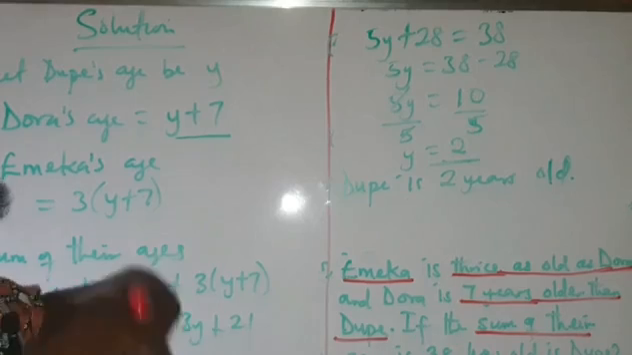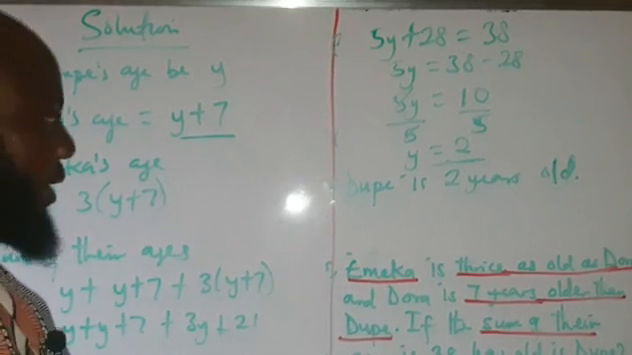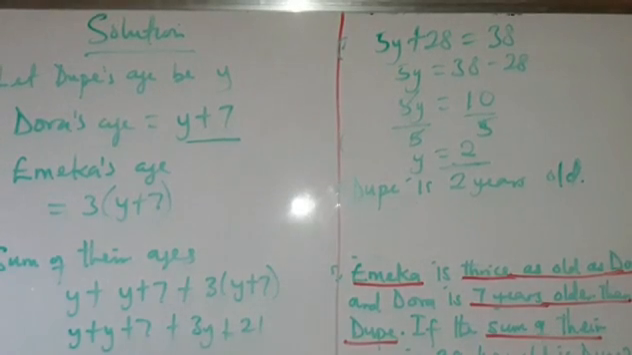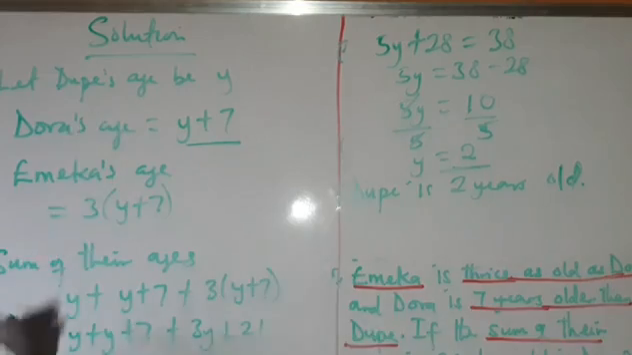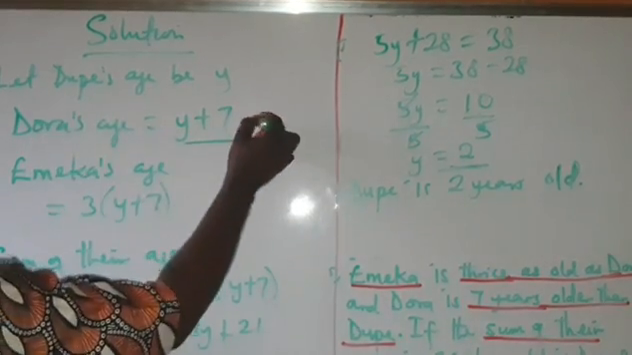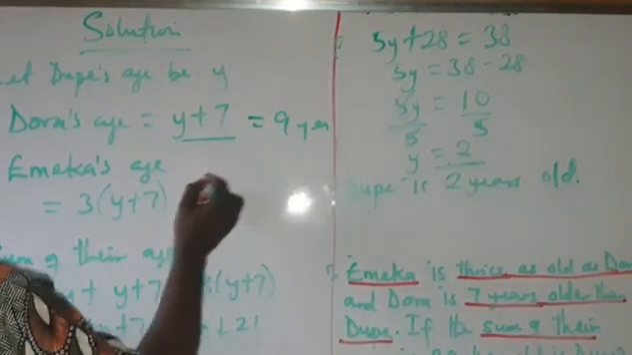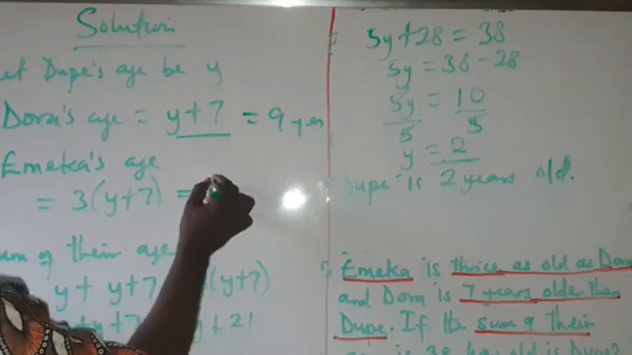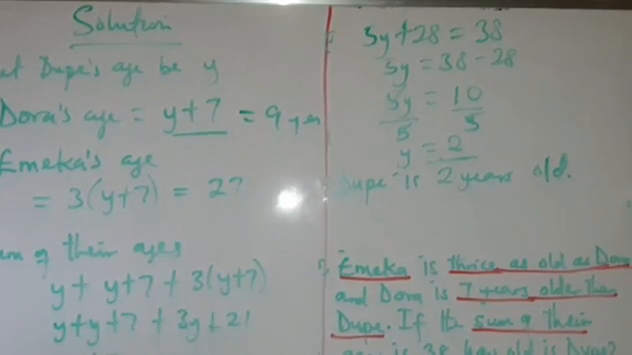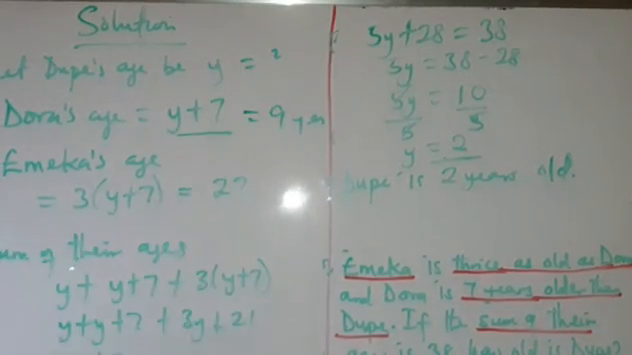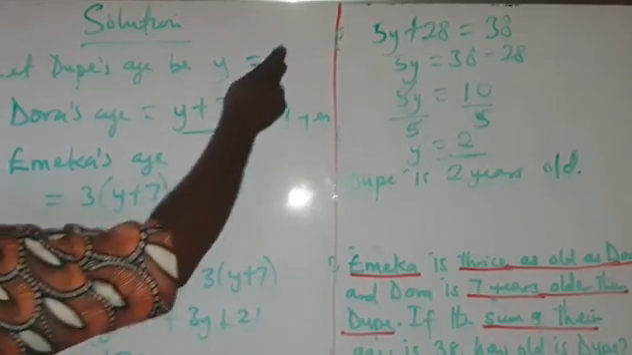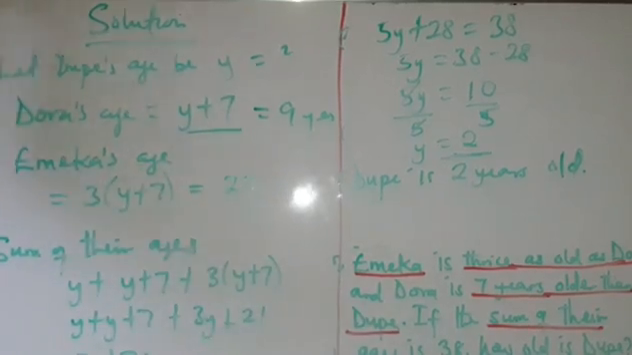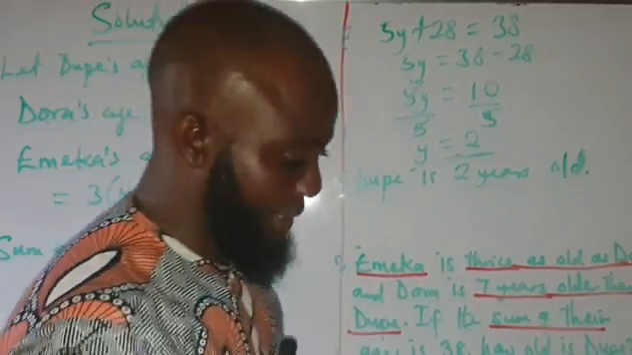Good. They can also ask us, how old is Emeka? So we can get the age of Emeka. How old is Dora? We just put the value of y in all these. So Dora is 9 years old. And Emeka is 3 times 9, that is 27. And Dupe is 2. You can confirm your answer and check it. So 2 plus 9 is 11, 11 plus 27 is 38, which gives us this answer.